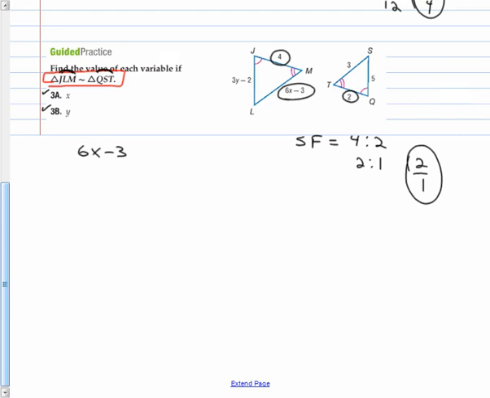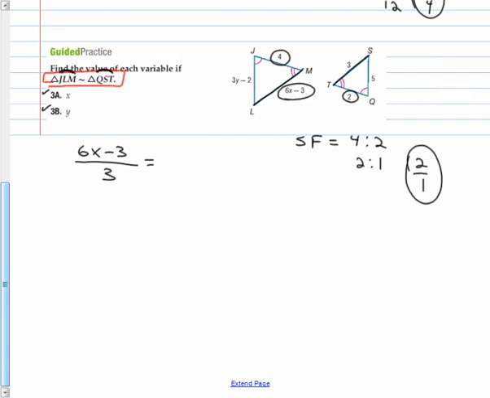6x minus 3. What does it correspond to? Well, it's between M and L. So between M and L is T and S. We have to find the one that matches. So 6x minus 3 corresponds to 3.